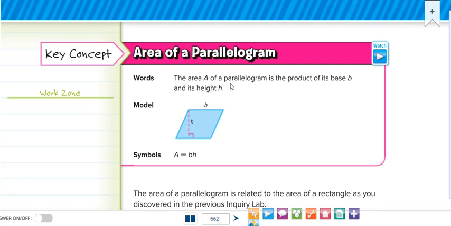What is the base and what is the height? This is the base, as you can see. This is the height. So if we know the base length and the height length, we just multiply them. A equals BH. Remember this rule very well. So if B, for example, is 10 centimeters and H is 7, it will be 10 multiplied by 7, which means 70.